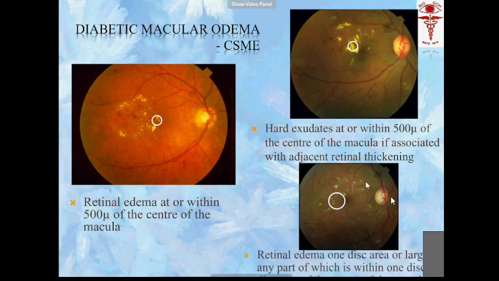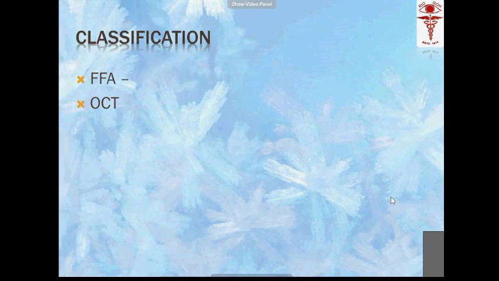Also, retinal edema of 1 disc diameter or larger, if any part of it is within 1 disc diameter from the center of the fovea. All these things you need not know. Just see to it that there is an entity called clinically significant macular edema.